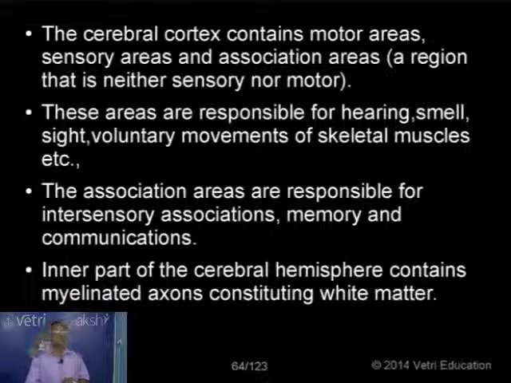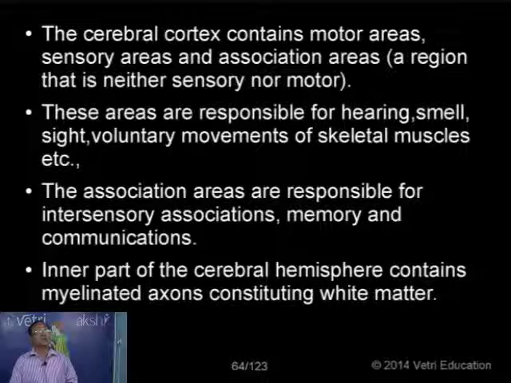Then, as I mentioned already, the inner part of the cerebral hemisphere contains myelinated axons, which is why it is white in color. In the grey matter, the outer cerebral cortex contains only the cell bodies of the neurons. The myelinated axons, having the myelin sheath, are found in the white matter in the cerebral medulla, giving white color.